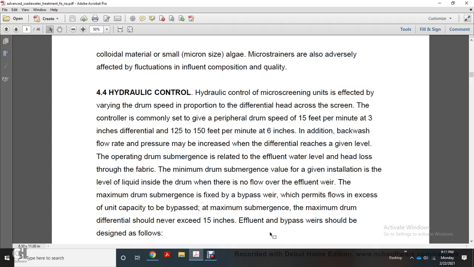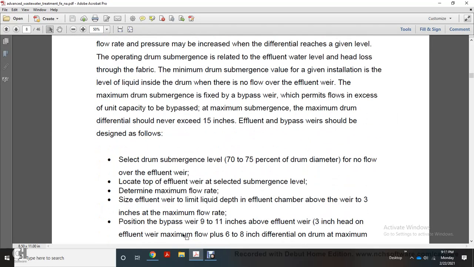An effluent bypass weir should be designed as follows. Select a drum submergence level of 77.5% of the drum diameter for no flow over the effluent weir. Locate the top of the effluent weir according to the submergence level. Determine the maximum flow rate size of the effluent weir. The liquid depth of the effluent chamber should be 2 to 3 inches above the weir at the maximum flow rate.